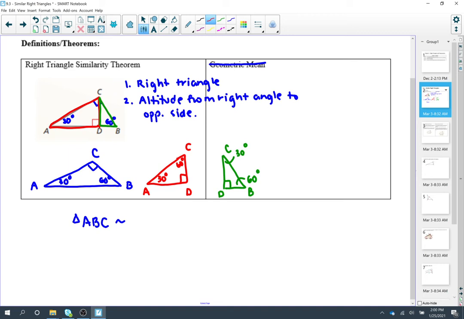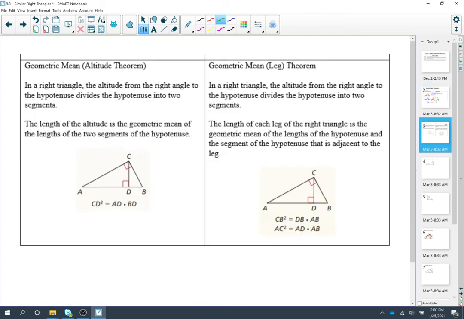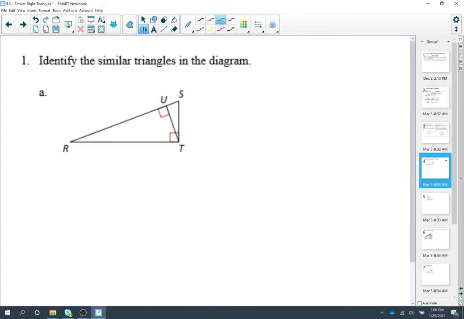So over here on the red one, triangle A is the 30, C is the 60, D is the 90, which is similar to triangle... 30, what did we do? 30, 60, 90. So C, B, D. That is the right triangle similarity theorem. Now again, leave your box for geometric mean blank. We're going to come back to that. We will come back to these, but let's skip to example 1.